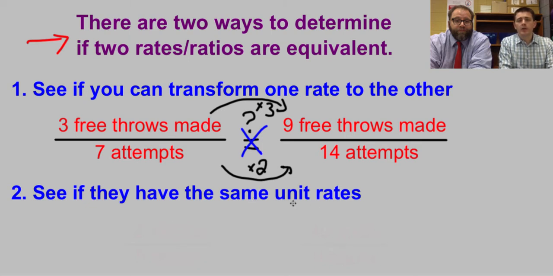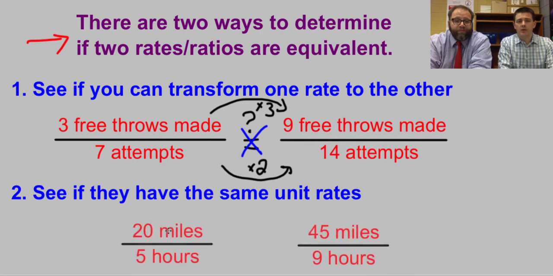But another way to do it is just to turn them into unit rates, something we've done a lot of practice with in class. So jot down this one, and we're going to try the second method here. The reason we have a different method is that to get from 20 to 45, there's no nice way of going from 20 to 45. Same thing with 5 to 9.